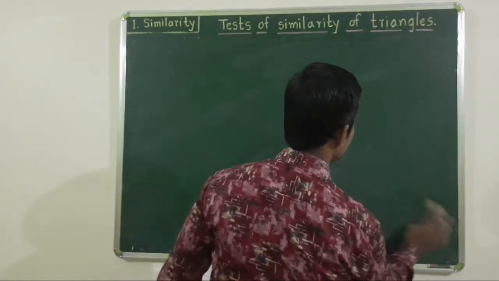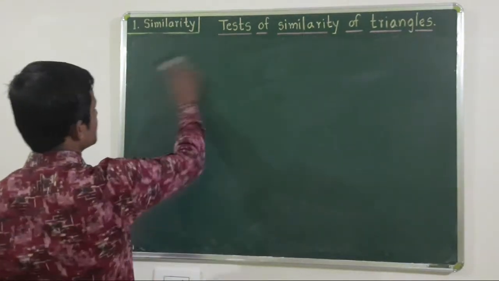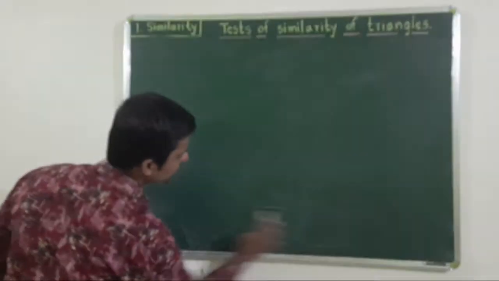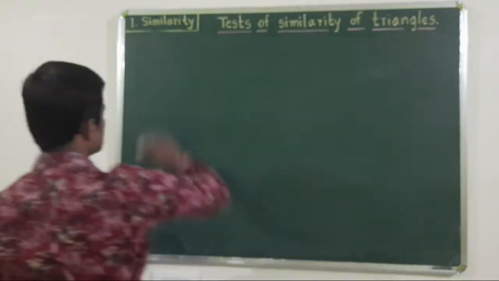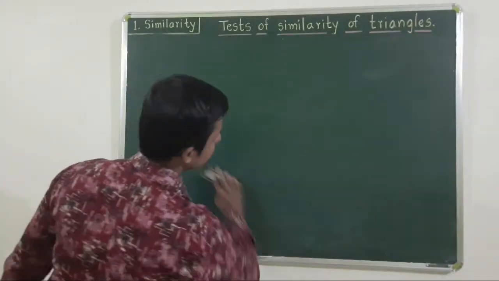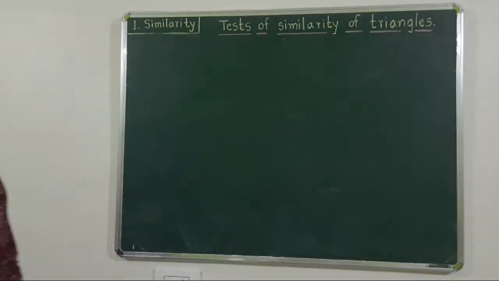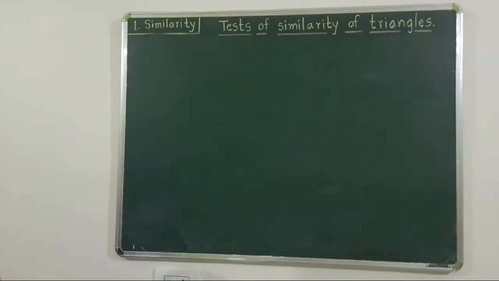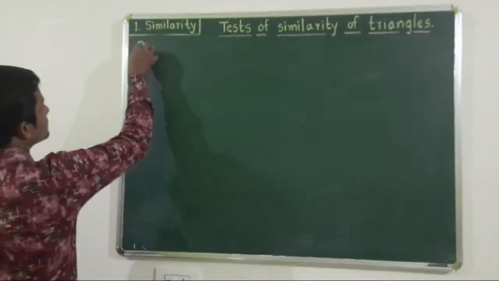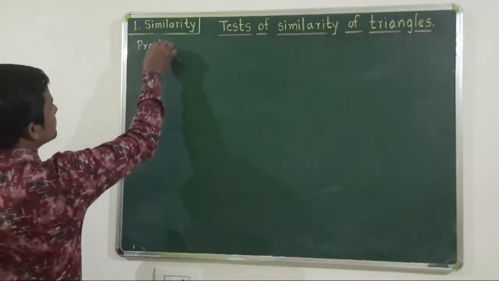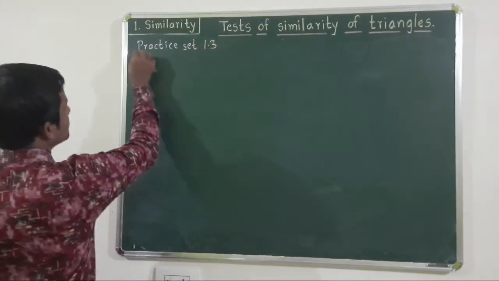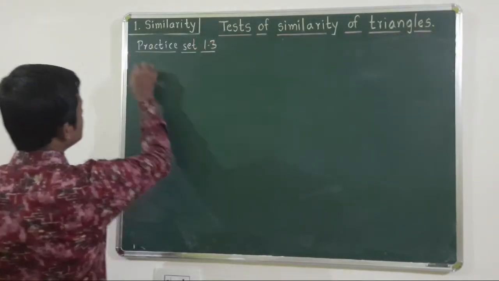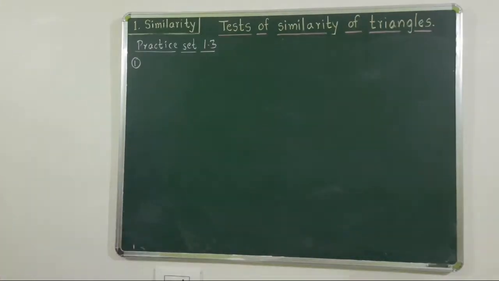Examples are very simple, very easy. Only you have to think about the correspondence between vertices, then it will be easier to solve any example of similarity. Now practice set 1.3, example number 1. I'm going to write in short.